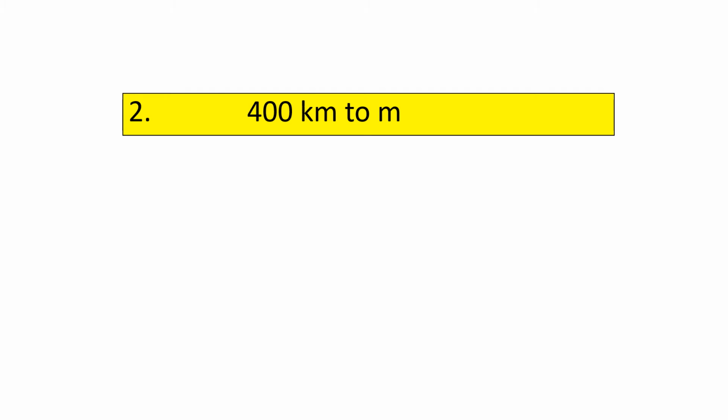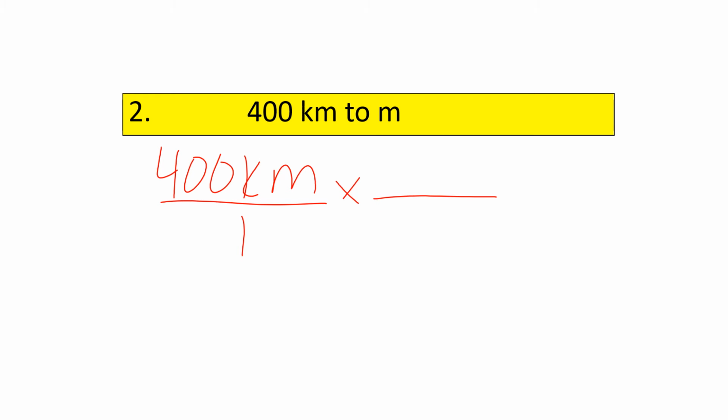All right, let's take a look at this. 400 kilometers to meters. So we're going to start with our 400 kilometers, put it over 1. Next comes my conversion factor. This unit is going to be put in the bottom of my conversion factor because I want these two to cancel out. And then the meter goes in the top. Where does the 1 go? Does it go next to the meter or does it go next to the kilometer?